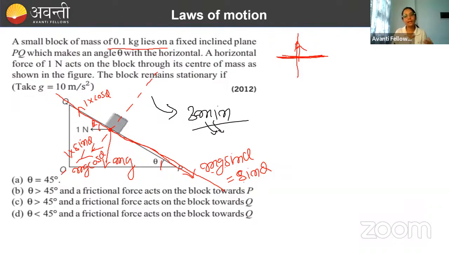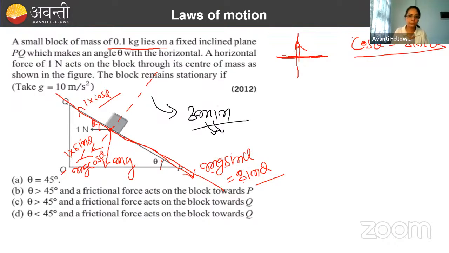Because when does friction act? When there is a net external force acting. If no external force is acting along the line in which it has a tendency to move, then friction will not act. So if cos theta and sin theta are equal, that is, upward force and downward force are equal, the external force is zero along the probable line of motion, and in that case no friction will act. So what will I write here? Cos theta is equal to sin theta. You will be writing like this, right?